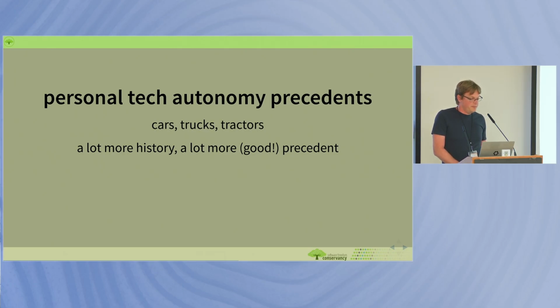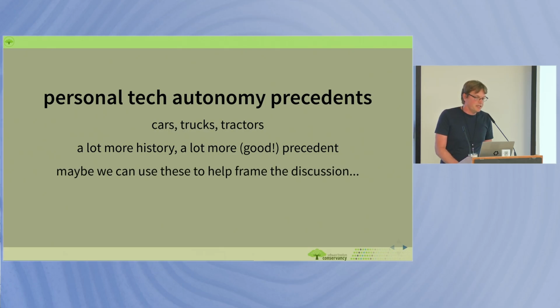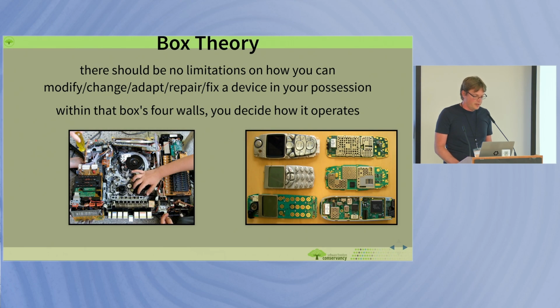And if someone makes a device modification that is harmful in some way, they're liable for that. So that causes people to be careful with the modifications they make. But importantly, they can still make those modifications because the vast majority of them are very beneficial with very few downsides. So perhaps we can use some of these precedents to frame the discussion a little bit. What I've been thinking about as I look at these precedents is another way to look at the devices that we have. And I call this way of looking at things box theory.